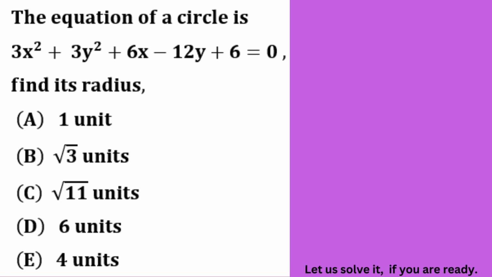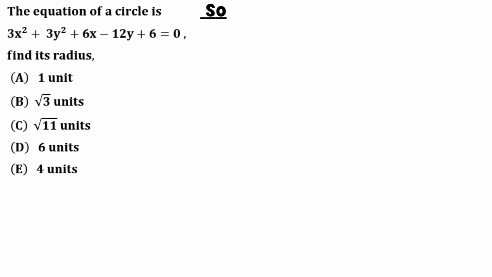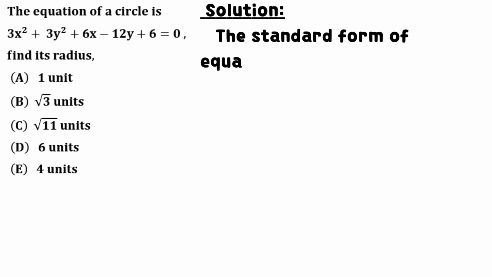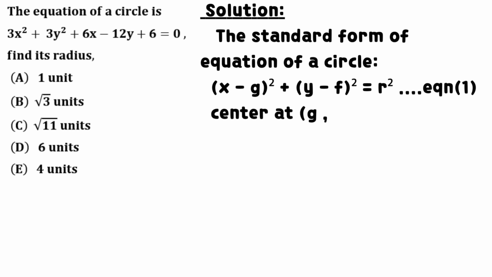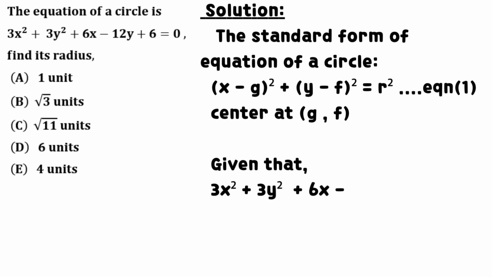Find the value of the radius of the circle whose equation is given. The standard form of equation of a circle is shown. That is, the sum of the square of x minus g and the square of y minus f equals the square of r. We call it equation 1.